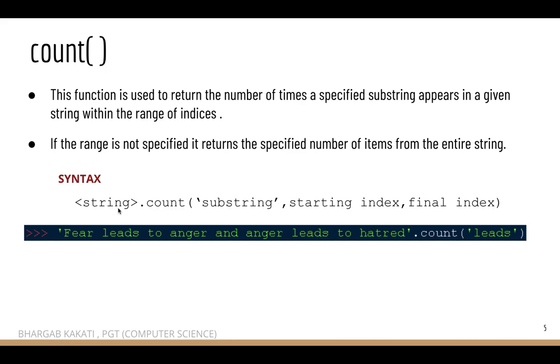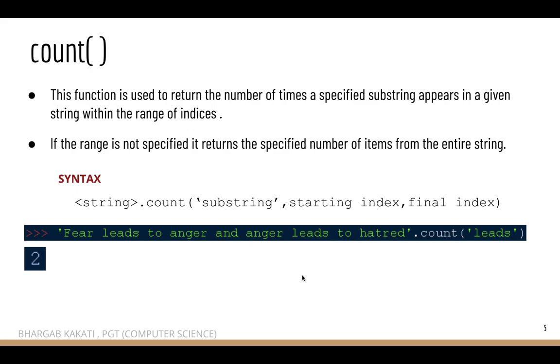Here, as I go with the syntax, at first I need to write the string. Let's say the string here is fear leads to anger and anger leads to hatred. Dot count leads. So what will it do? Here I have not specified the starting index and the final index. Here leads is the substring, a part of this original string. It will count from the entire string how many times the word or the substring leads has occurred. The answer is 2. Why is the answer 2? Because leads has occurred 2 times in the entire string.